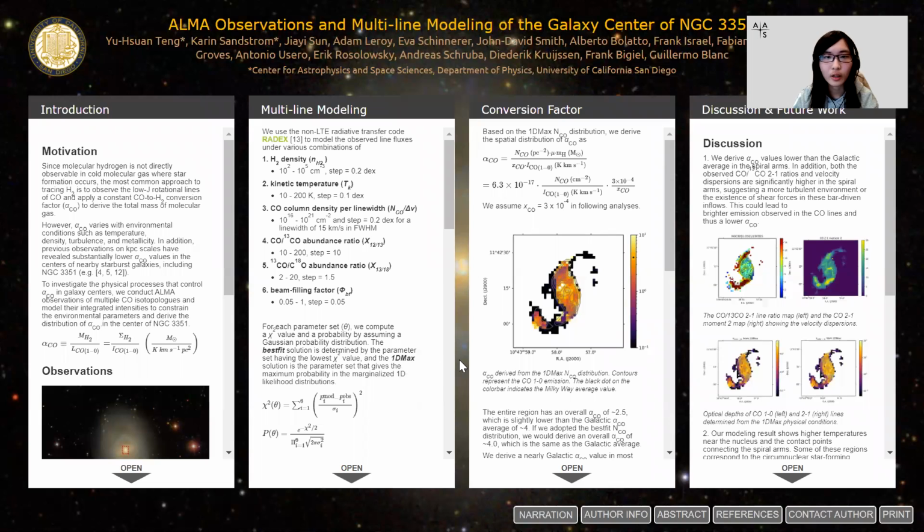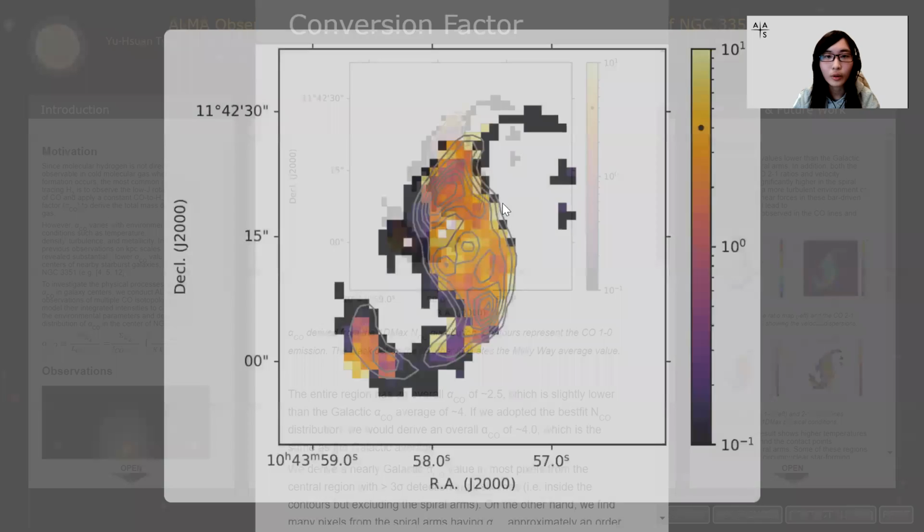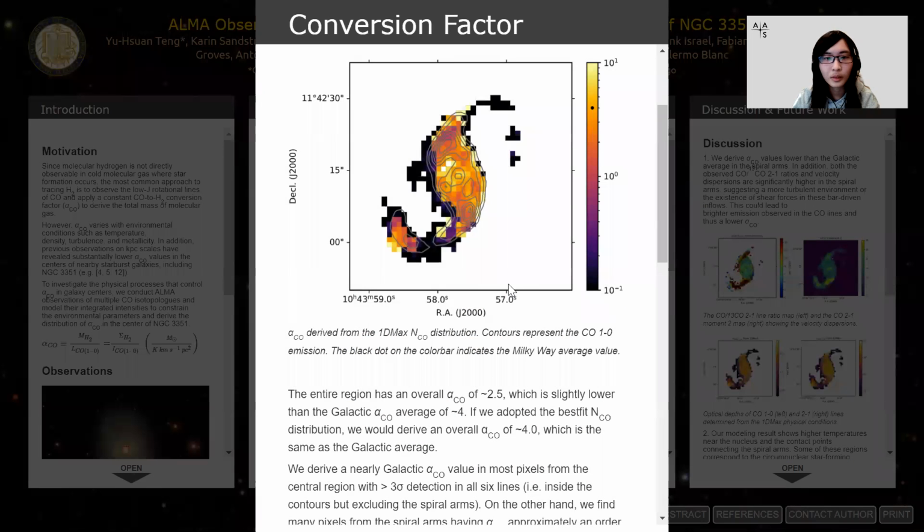So since we now have the CO column density map derived, we can derive the spatial distribution of alpha CO, just by plugging in the CO intensity we observed and by assuming a CO to H2 abundance ratio. So here is the derived alpha CO distribution. And we find that most pixels from the central region have an alpha CO value similar to the Milky Way average, as indicated by the black dot here. But for the spiral arm regions, we see a substantially lower alpha CO value than the galactic average.